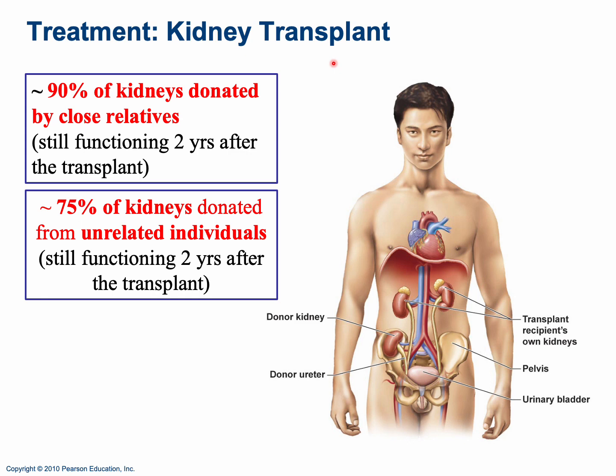Ultimately, it may come down to a kidney transplant. This is just some statistics for someone that may have a kidney transplant. So 90% of kidneys donated by a close relative can still function 2 years after the transplant. And 75% of kidneys donated from unrelated individuals can still function 2 years after the transplant. Of course, it's a matter of the body accepting the organ, that there's no organ rejection, and blood typing matching, that's important too.